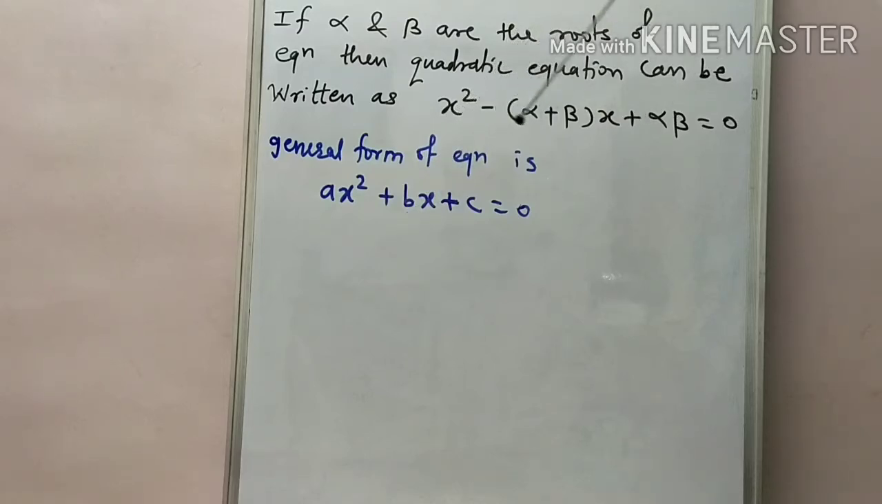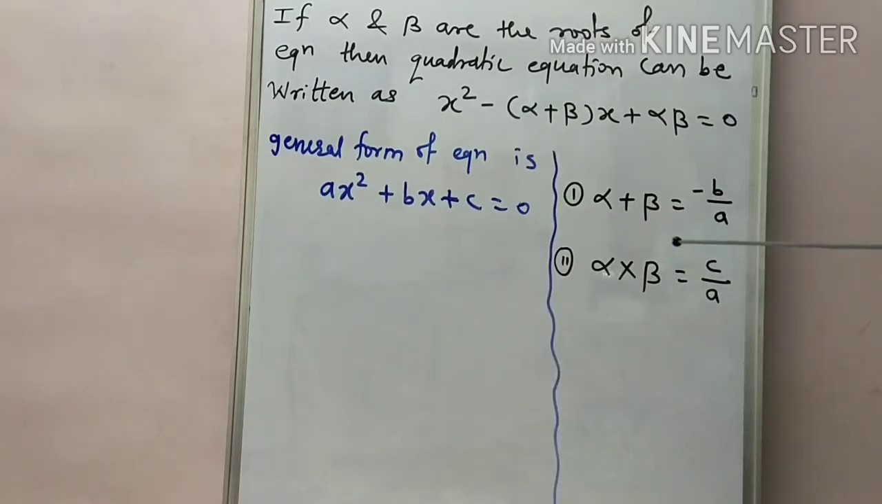x square minus in bracket we write the sum of roots, alpha plus beta, into the variable term x, plus instead of the constant we write the product of the two roots, alpha into beta, equal to 0. Now let's see how it derives. So pay attention over here. As we know, the general form of the quadratic equation is ax square plus bx plus c equal to 0, and also we know the relation between the roots and the coefficients: alpha plus beta, the addition, is minus b upon a, and alpha into beta is c upon a.